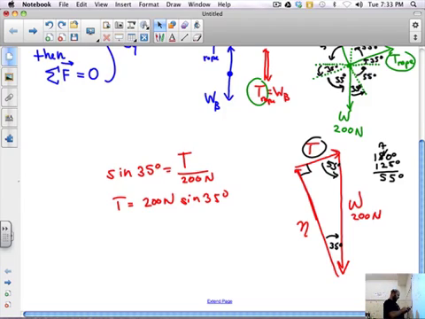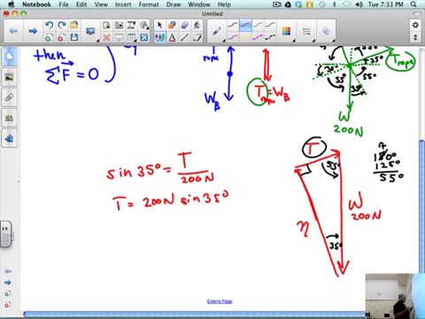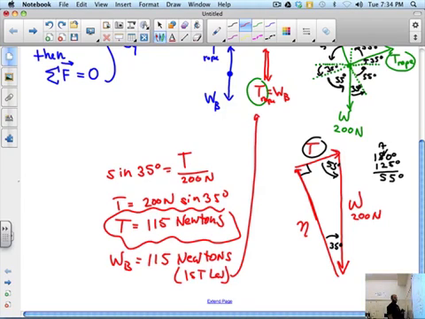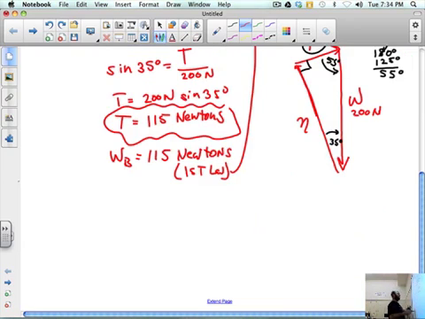I can put that in a calculator. Sine 35 degrees equals some decimal times 200. That's going to be 115 roughly. Make sure my calculator's in degree mode. But that number makes sense. 115 newtons. This is the force of tension in the rope. Now, the weight of object B is also equal to 115 newtons due to first law.